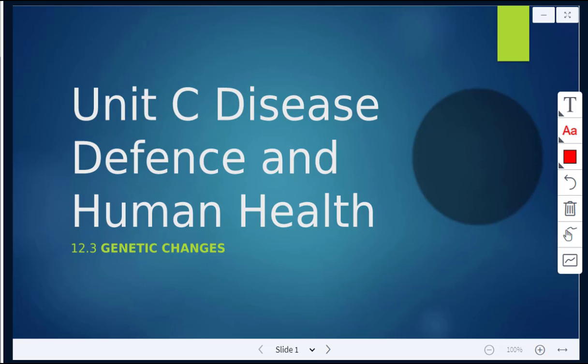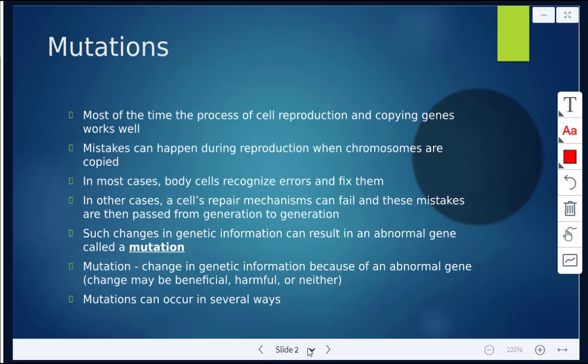Okay, so today's class we are going to cover 12.3, which is genetic changes, and we're also going to cover 12.4, which is issues in genetic research. So firstly, genetic changes, which are also called mutations.